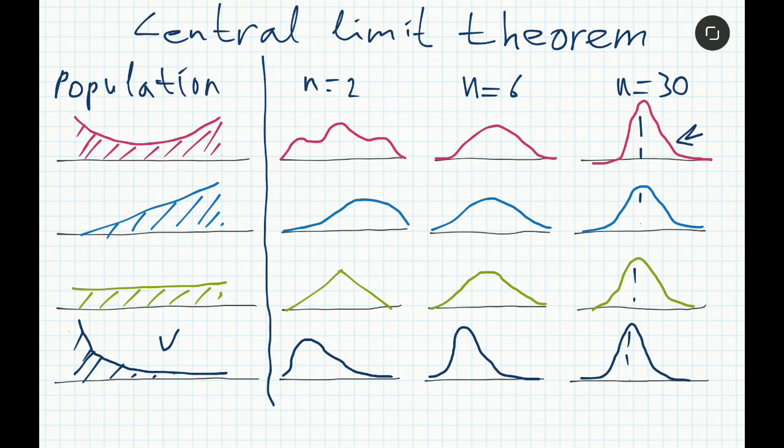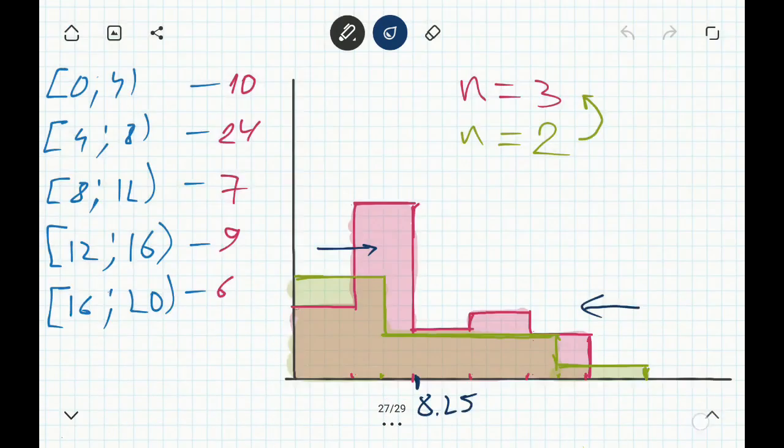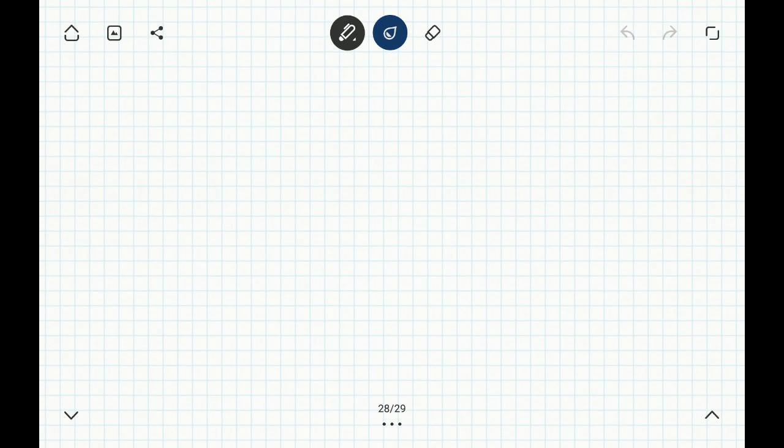Okay, so that's about the central limit theorem. And now that central limit theorem tells us something which we can use for our own good. So let's say you want to estimate the population mean, but you don't want to deal with the whole population.